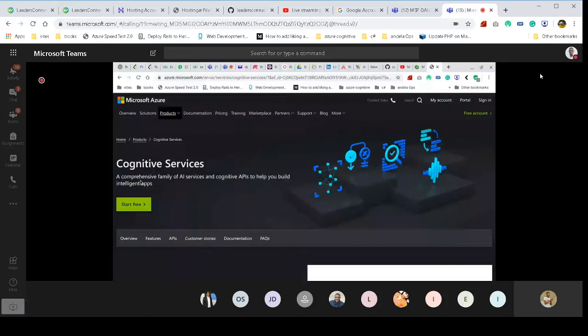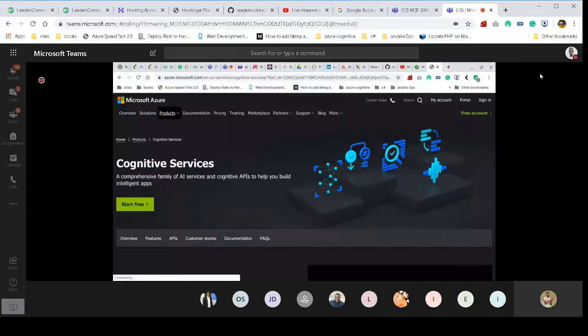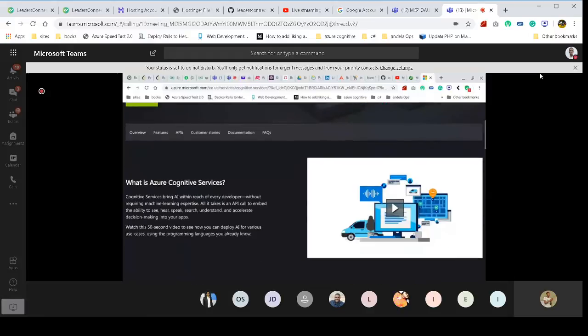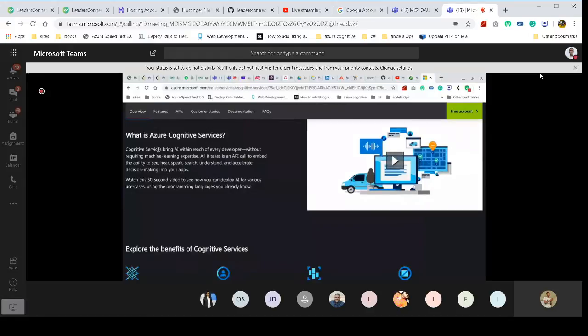But with Microsoft Azure Cognitive Services, they do what I call AI in a box. So AI in a box is just: I need an AI system, let me just pick the system out of this box. Cognitive service is a comprehensive family of AI services and cognitive APIs to help you build intelligent applications. The description says cognitive services brings AI within the reach of every developer without requiring machine learning expertise. So cognitive service just gives you AI from an API call.